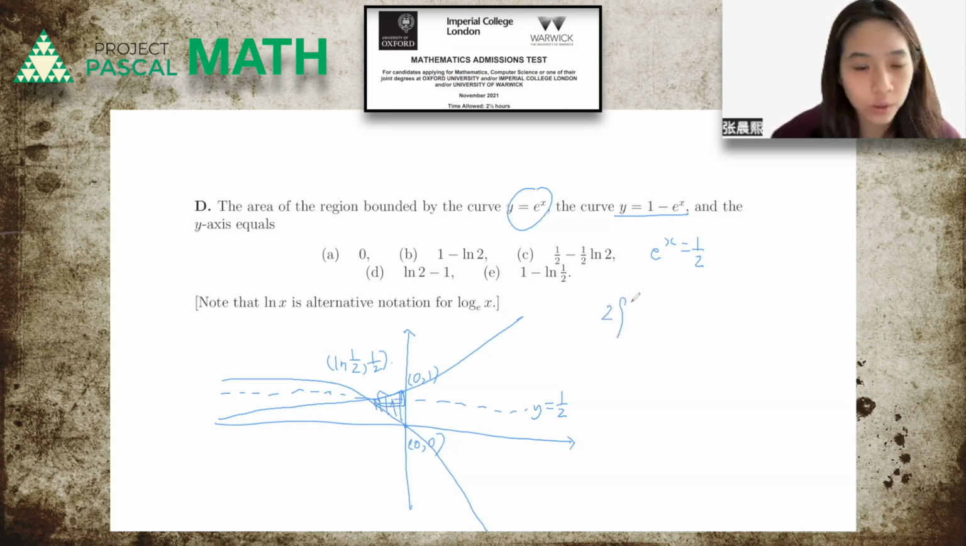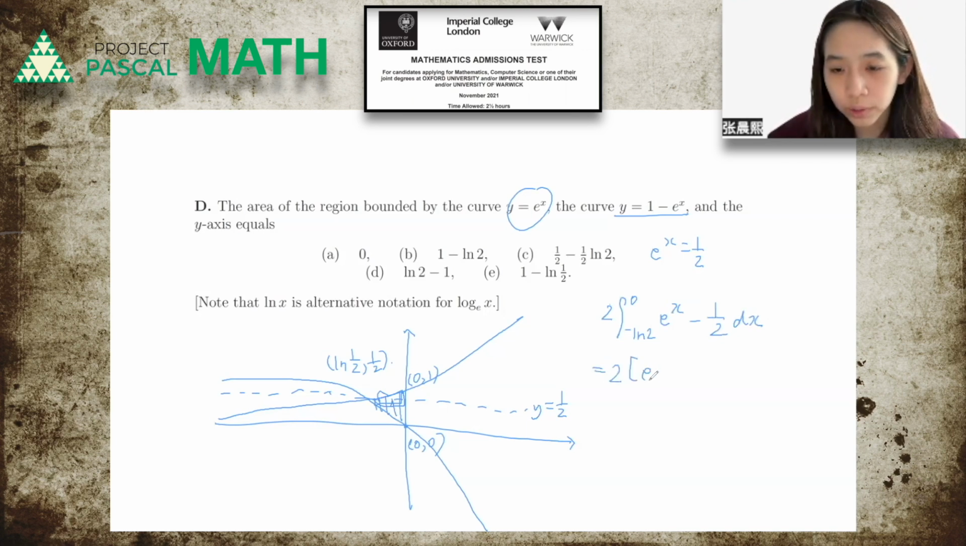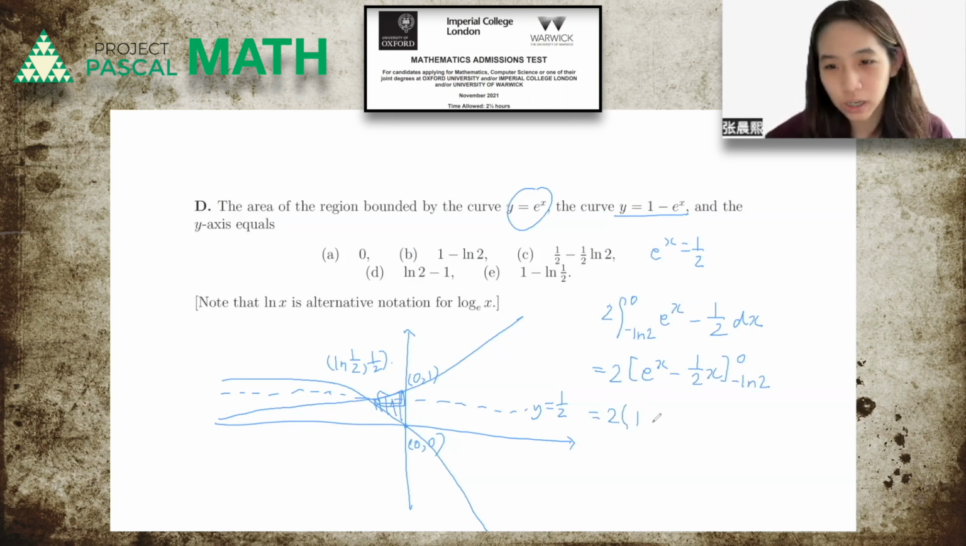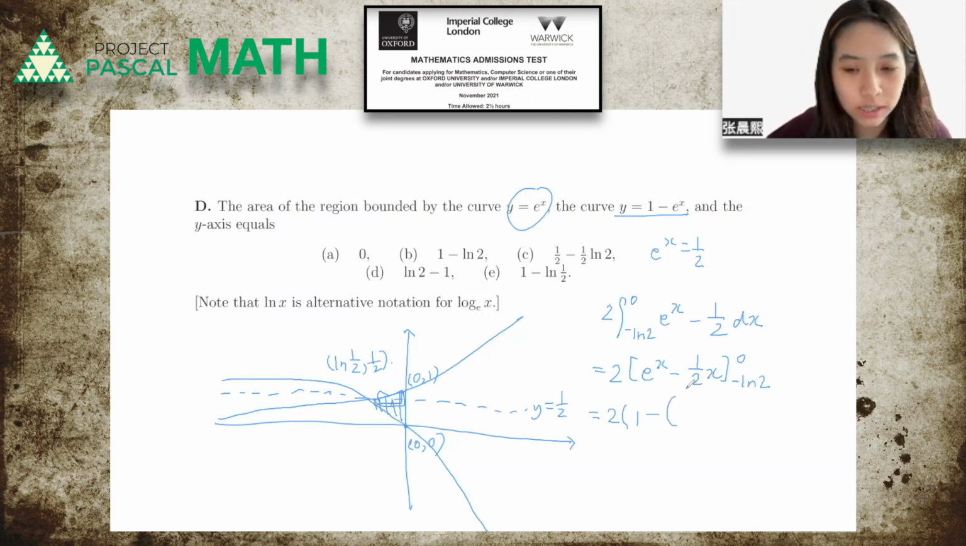So it's 2 times the integral from 0 to ln 2 of e to the x minus half dx, which gives you 2 times e to the x minus half x, evaluated from 0 to ln 2. So that's 2 times 1 minus half plus ln 2 over 2, which gives you 1 minus ln 2. So the answer is B.